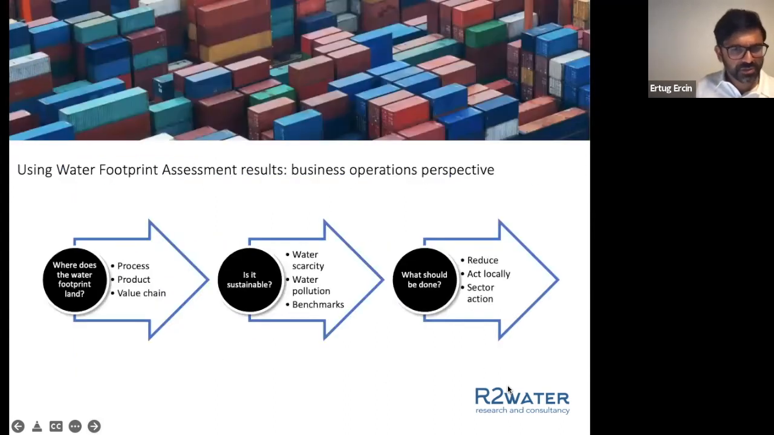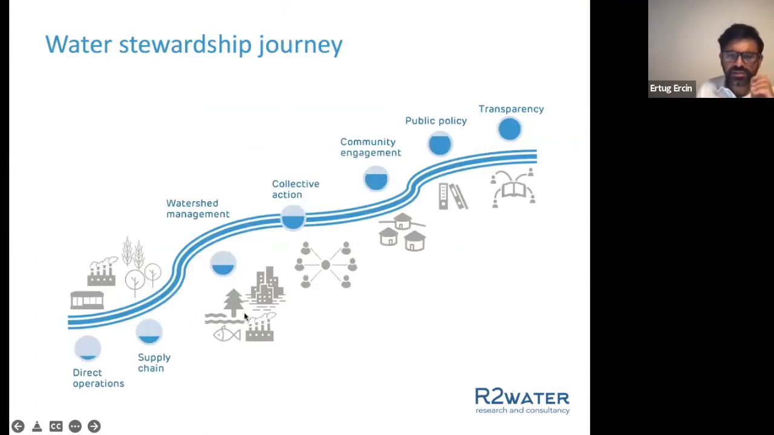I'm skipping this as well. So this is what the companies do. I think this is my last slide: small and medium companies look at their operations. When your supply chain is important, then you look at the supply chain information. Then that is not enough either. You have to do some collective action and watershed management.